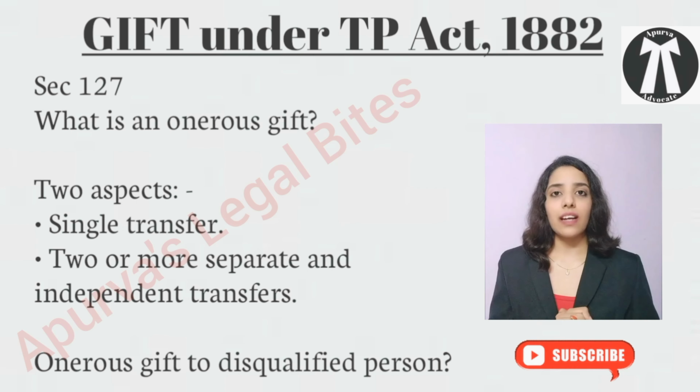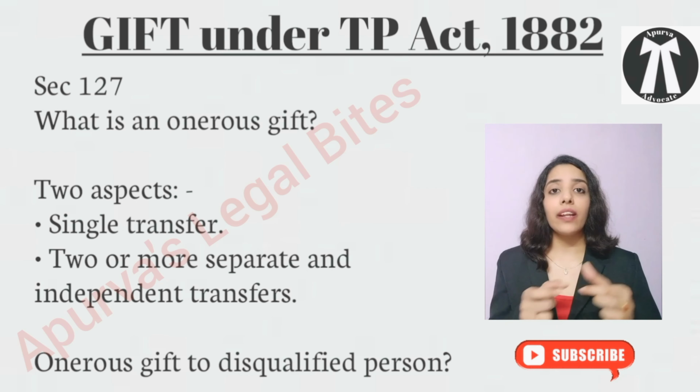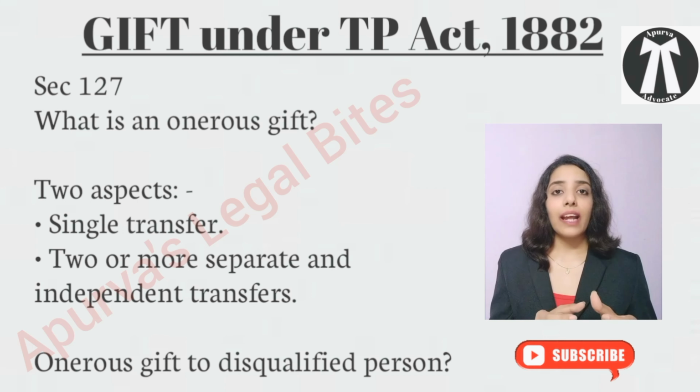So, this section says that when a donor gifts to a donee several things, out of them, few are beneficial and few are burden to donee, then in case of single transfer, the donee should accept both benefit as well as burden. Whereas in case of separate and independent transfer, the donee can accept the ones which are beneficial to him and can refuse the things which create burden upon him.